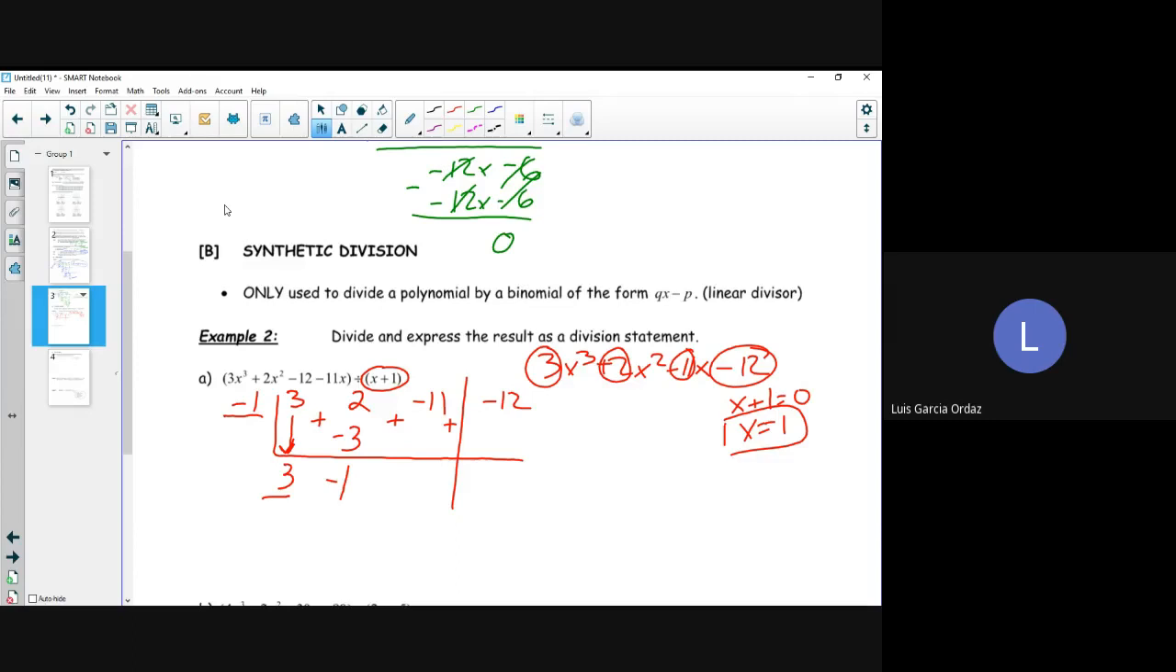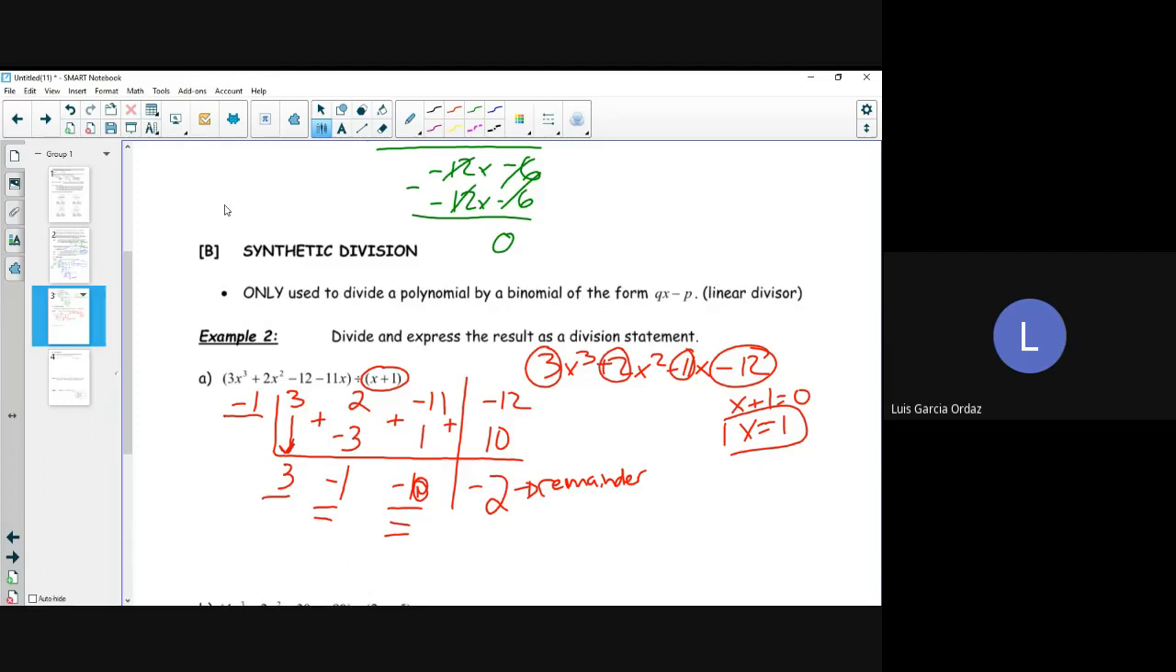Same idea, negative 1 times negative 1. What's negative 11 plus 1? Negative 10. As you can see, the numbers are the same. What's negative 10 times negative 1? 10. And what is negative 12 plus 10? Negative 2. And this is our remainder. What was our remainder when we did it the first time in long division?